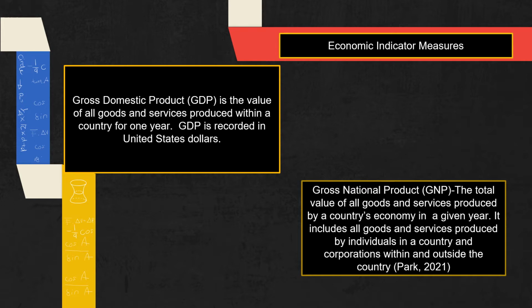Now, the gross national product or the GNP is the total value of all goods and services produced by a country's economy in a given year. It includes all goods and services produced by individuals in a country and corporations within and outside the country, and this makes it different from the GDP. Now, the GNP reflects how much income each person would have if divided equally among the population.